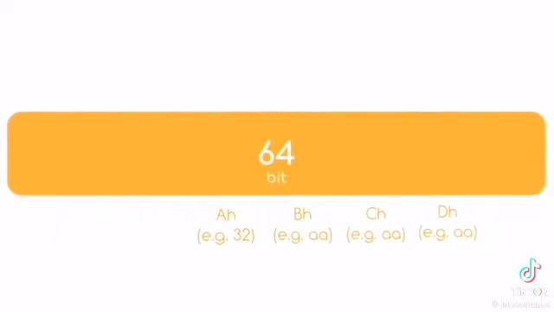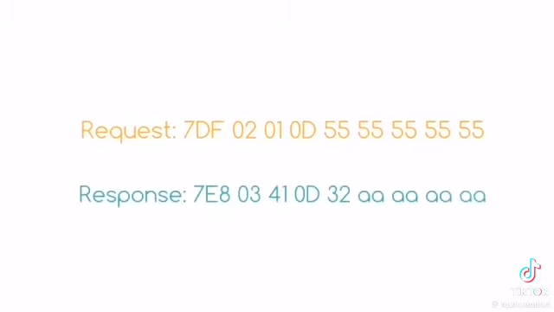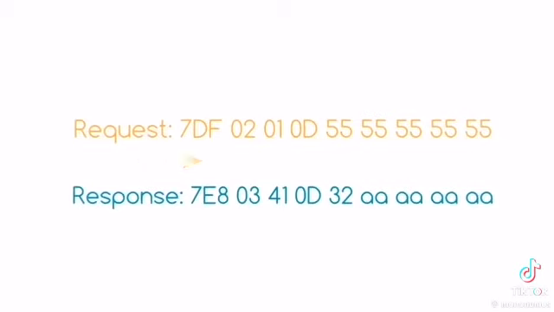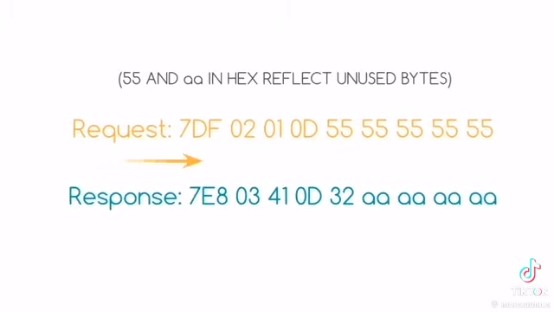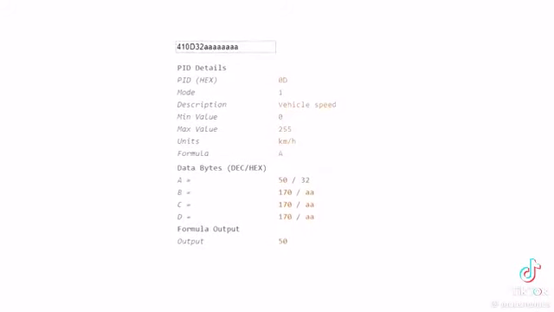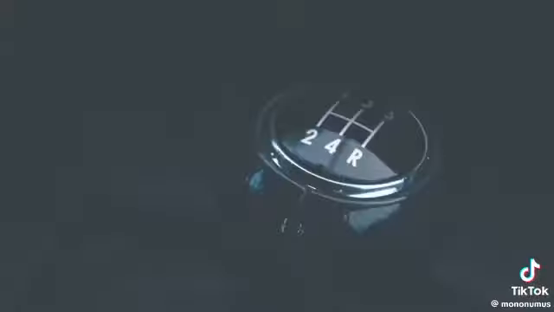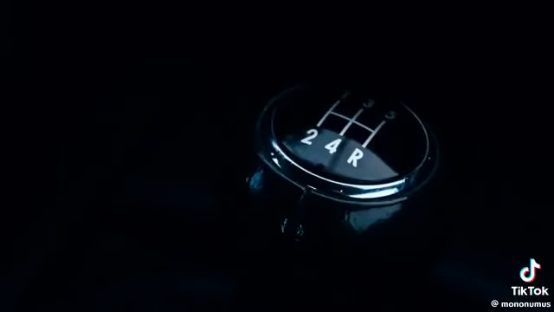An example of the request or response CAN message for the PID vehicle speed with a value of 50 km per hour can look like this. Request: 7DF 02 01 0D. Response: 7E8 03 41 0D 32. You can try to enter the response message in our OBD2 message converter to confirm the result. Below, the various parts of the OBD2 message are explained.